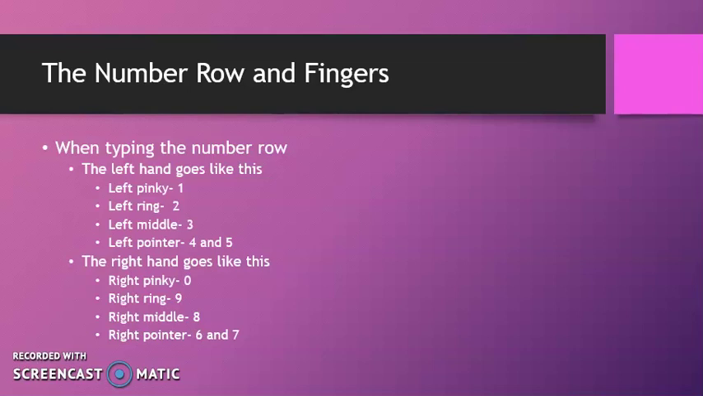On your right hand, the right pinky will reach up from the semicolon to 0, your right ring finger will reach up from the L to the 9. Your right middle will reach up from the K to the 8. And your right pointer finger, again doing double, will reach up from J to hit 6 and 7.